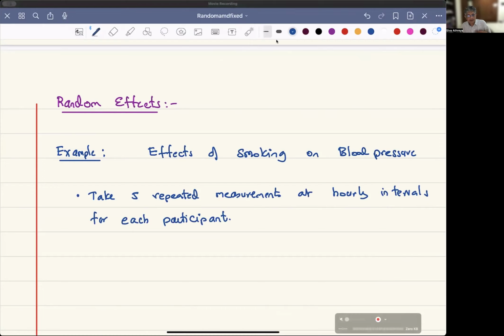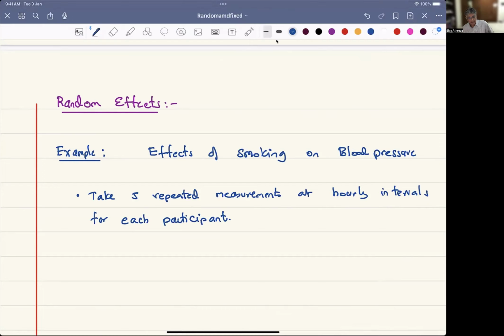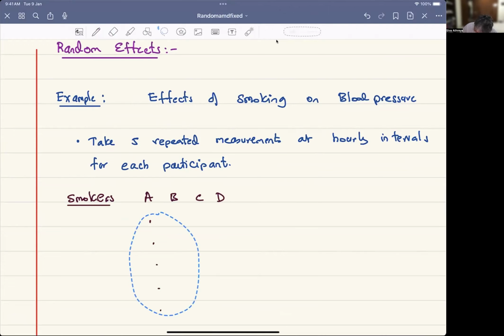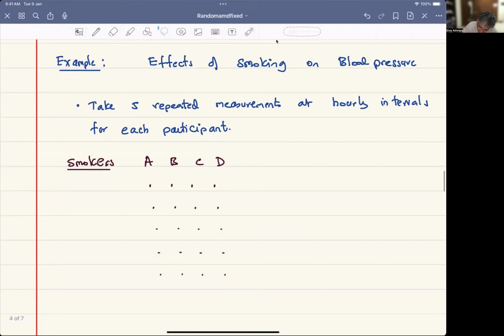So how will we do this? We'll group people into 2 parts. On the left hand side we group all the smokers. Let's say we have 4 of them: A, B, C, and D. And then we take observations of them, 1, 2, 3, 4, and 5. So for 4 people, we do 5 observations each. These are what's called repeat measurements, right? You're doing them every hour.